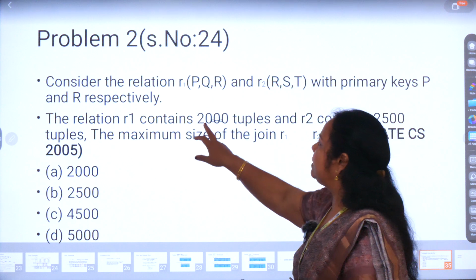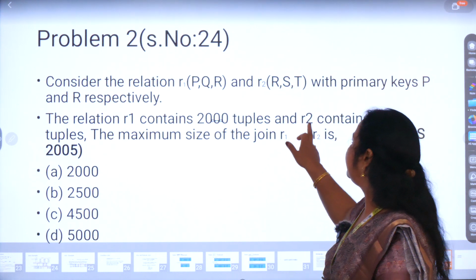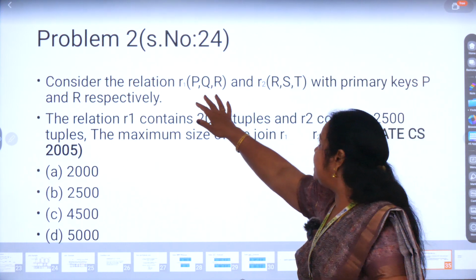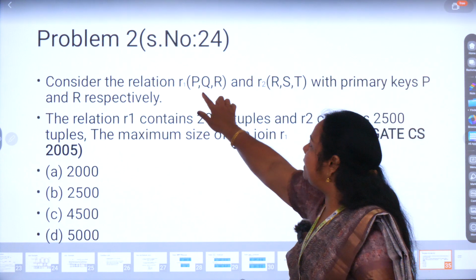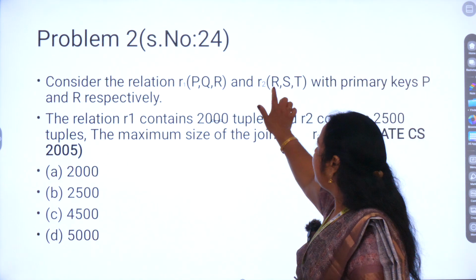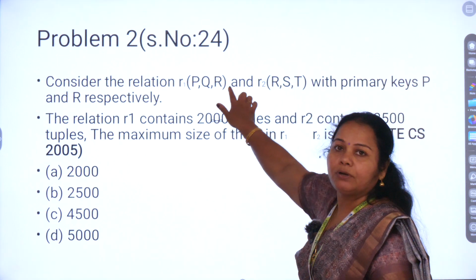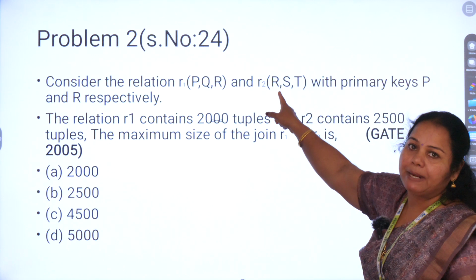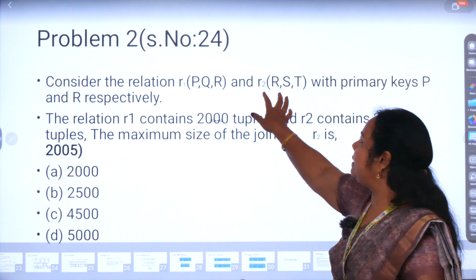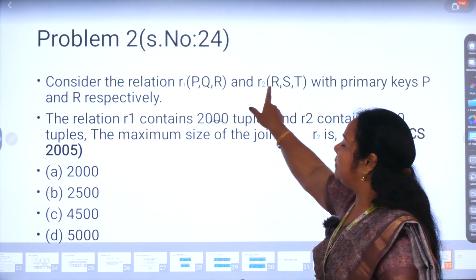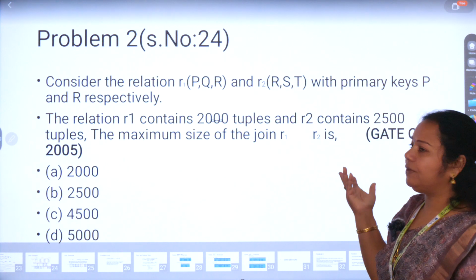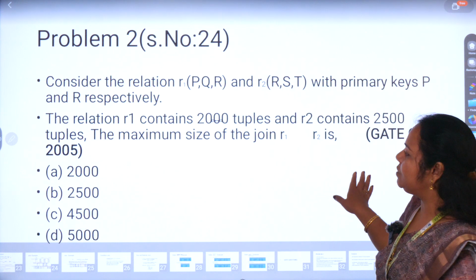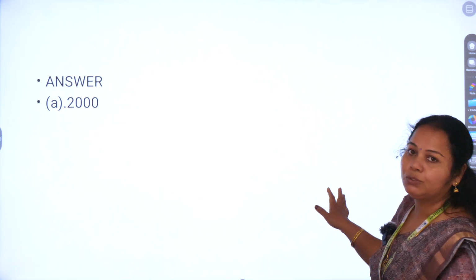So here this relation contains 2000 tuples and this relation contains 2500 tuples. How can you find the answer? Here the primary keys are P and R respectively. Look here, this is R, and it is a common attribute for both relations. Here R is not a primary key, but here R is a primary key. Anyway, there are only 2000 records for R in the relation. So we can say the answer is 2000. It is easy to say this is the answer.